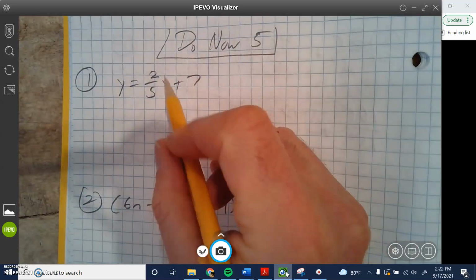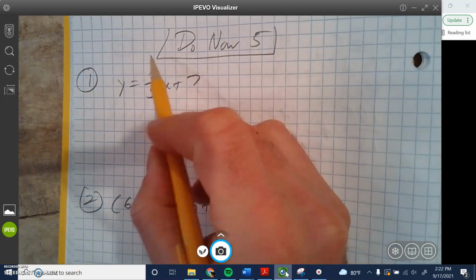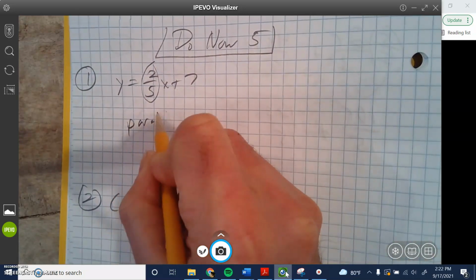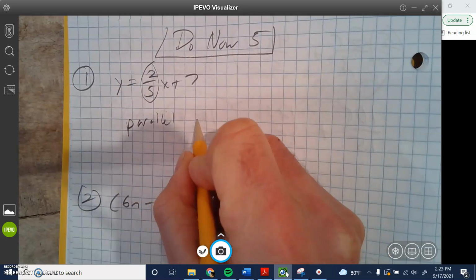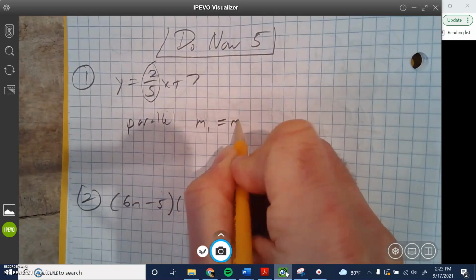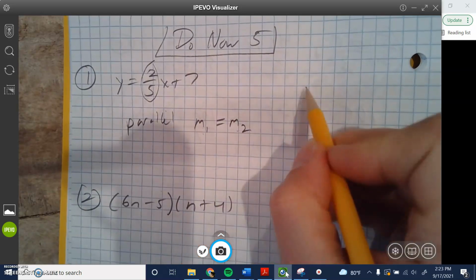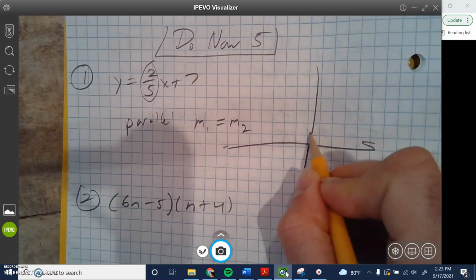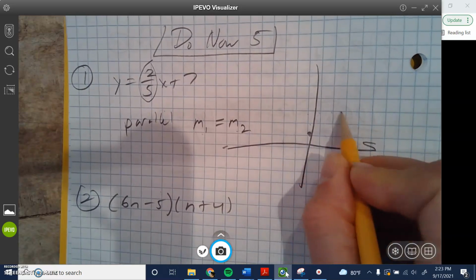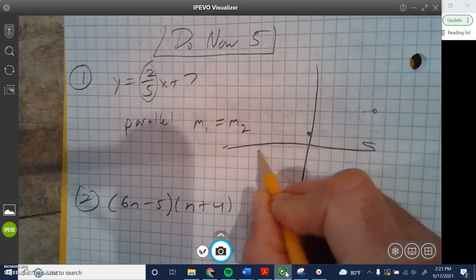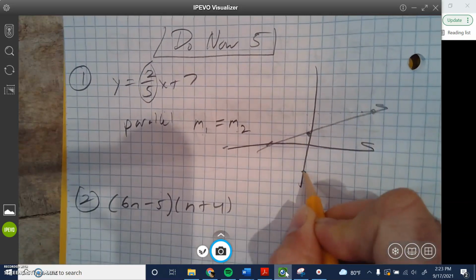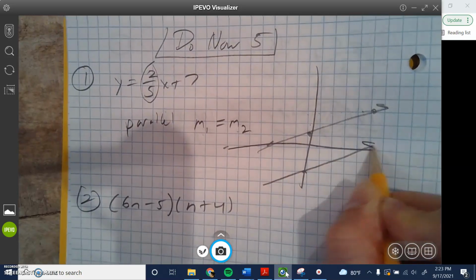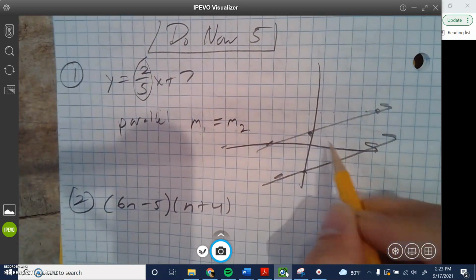So y equals 2 over 5x plus 7. This would be the slope. All lines that are parallel have the same slope. So one slope is equal to the other slope. So for example, if this slope is 1, 2, 1, 2, 3, 4, 5, something like that. This is 1, 2, 1, 2, 3, 4, 5. So the lines are parallel because they have the same slope.